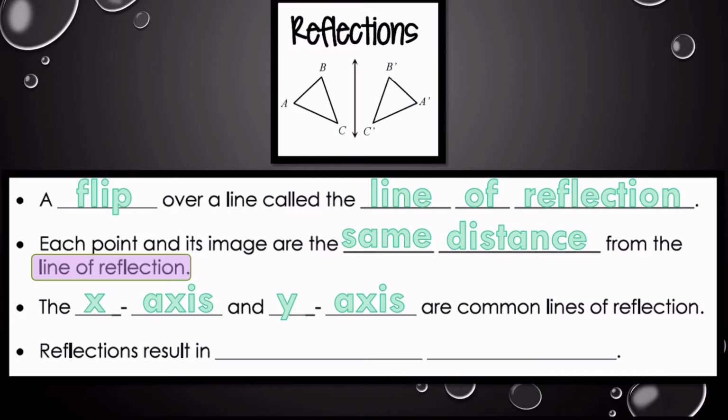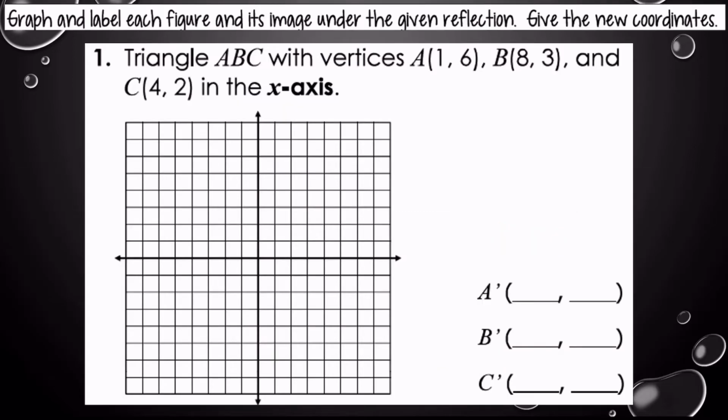Okay, the x-axis and the y-axis are the most common lines of reflection. And reflections, this is super important to understand, they will create congruent polygons. So when we reflect something, it's the same shape and the same size. So write that in. I'm looking to see that you write same shape, same size. So let's go look at what that looks like.